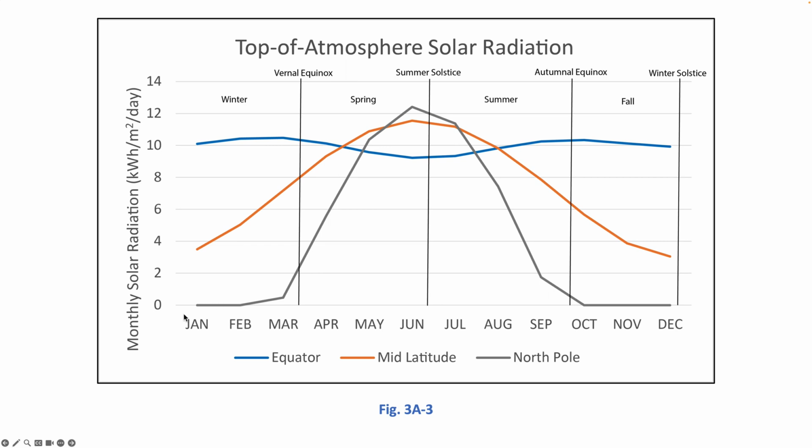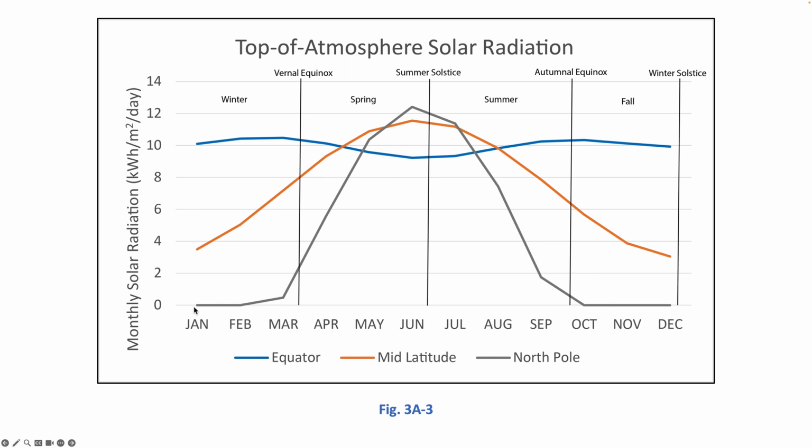So what we're taking a look at now is monthly solar radiation at the top of the atmosphere. This is the amount of energy that's coming in at the top of the atmosphere from the sun. The equator is in blue, mid-latitude is in orange, North Pole is in gray. On the x-axis, we have months. So basically what we're looking at for each of these three latitudes is the amount of energy added up that comes in from the sun for each of these months. And this is kilowatt hours per meter squared per day, but it's by month.